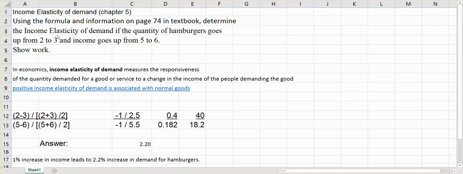Hello, this is Connie Belden, and I'm going to talk about income elasticity of demand from Chapter 5, page 74 of your book, and just go over how to calculate it.